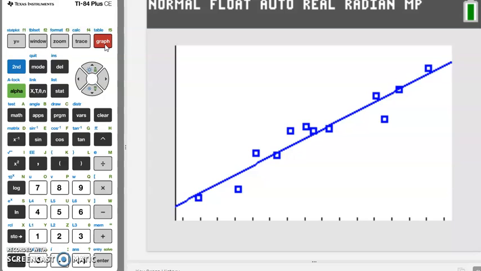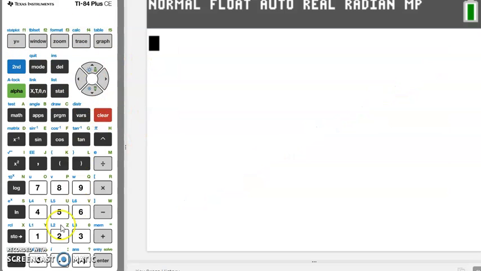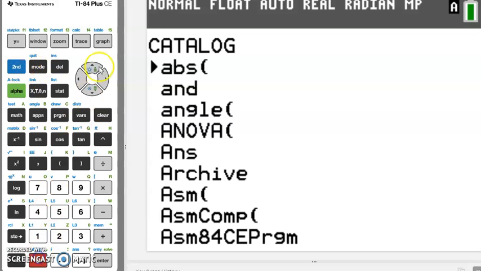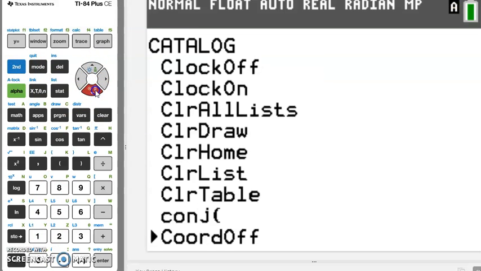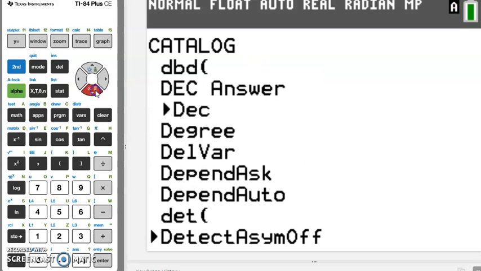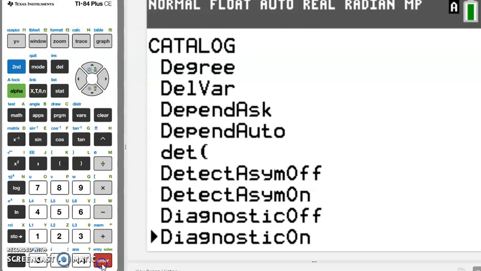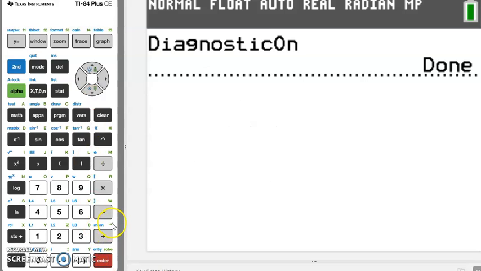Okay? Now to get the diagnostic on, because I did reset it, I'm going to have to do that again. So I'll hit clear here, brings us back to the page. All right? So we'll put that diagnostic on again. So we'll go second function catalog, down to diagnostic on. So we enter, and again, it's done, so that's on. So that's going to give us that R value. So we'll go in, we'll get that equation again, and this time it'll give us the R value.